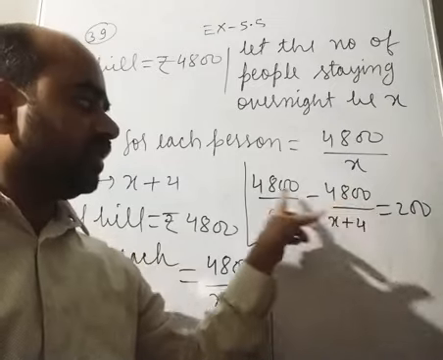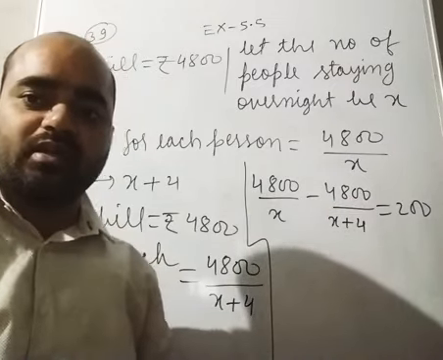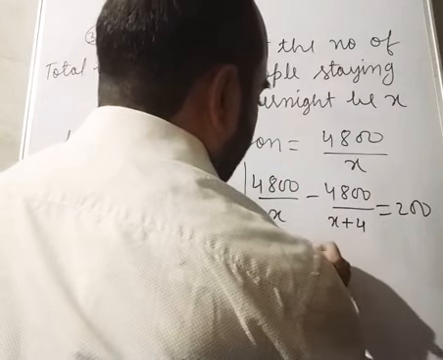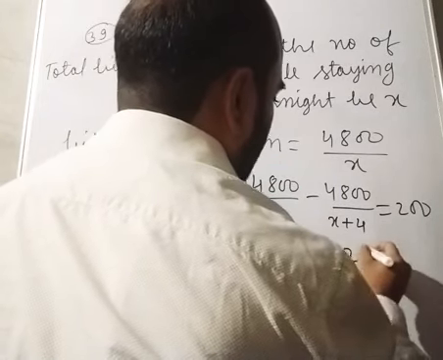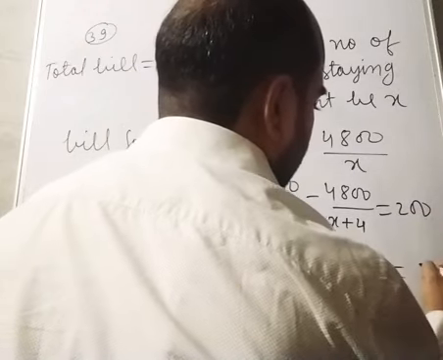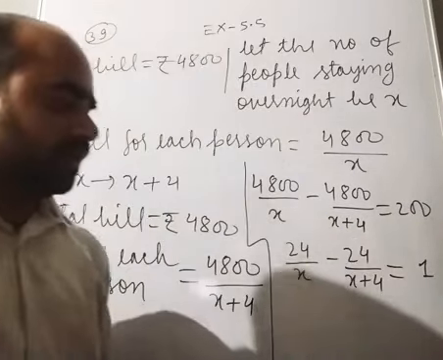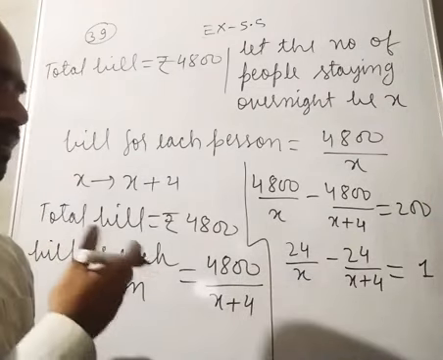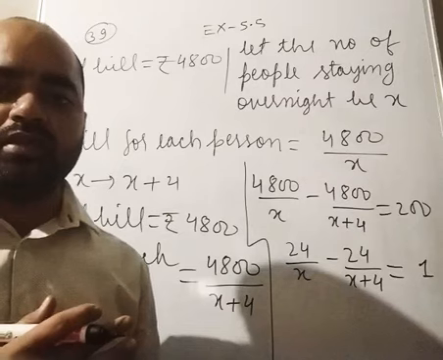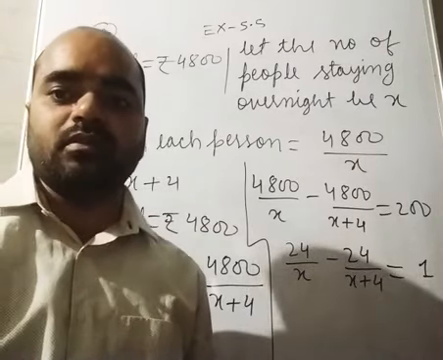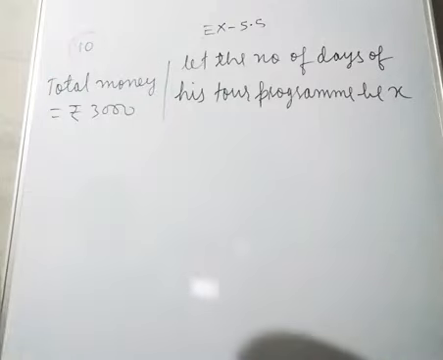200 is common. Correct? What is left? Directly you can divide, 200 is common. It means 24 and here 1. Correct? You can find the equation. Clear? Cross multiply and you will find the equation and you can solve. Correct? Now question number 40.